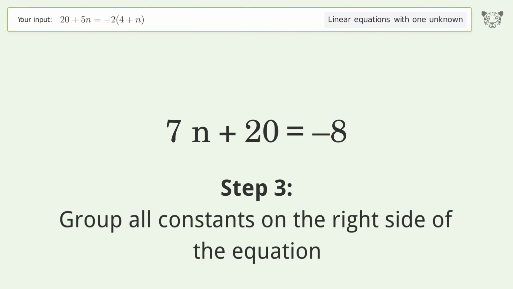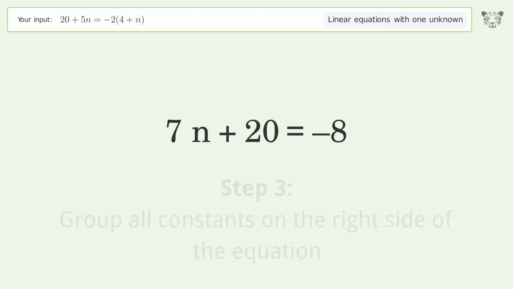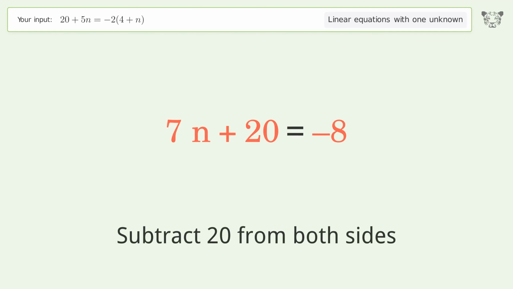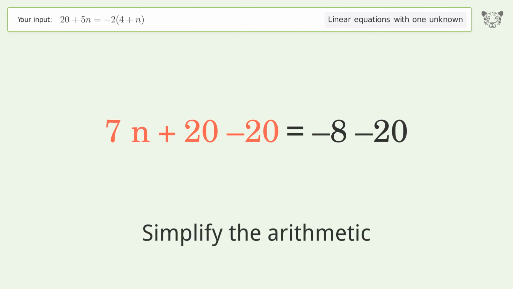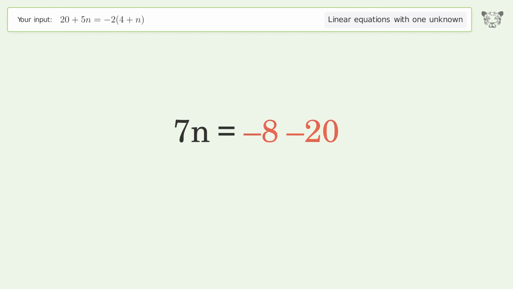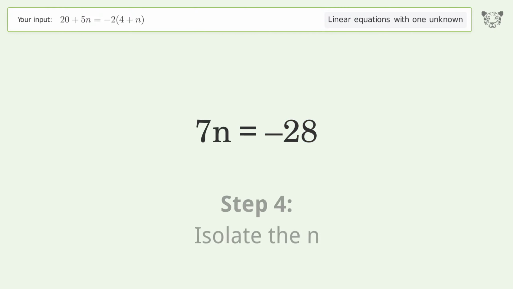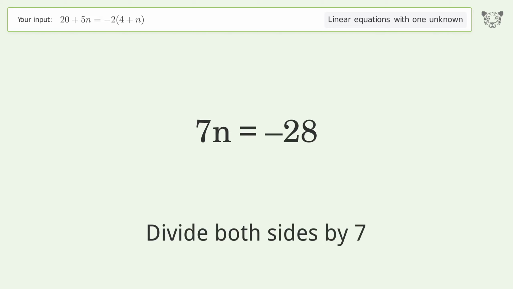Group all constants on the right side of the equation. Subtract 20 from both sides. Simplify the arithmetic. Isolate the n. Divide both sides by 7.